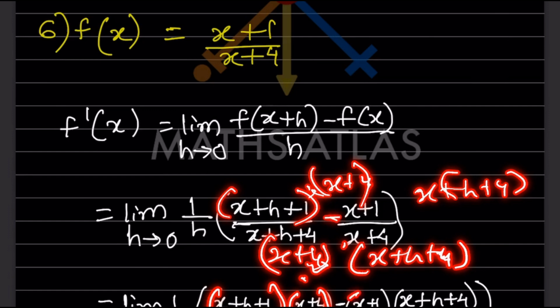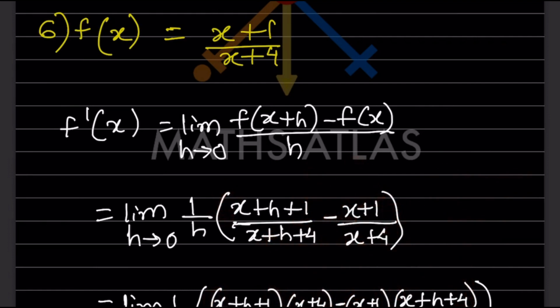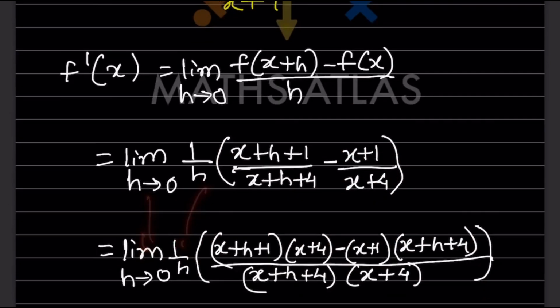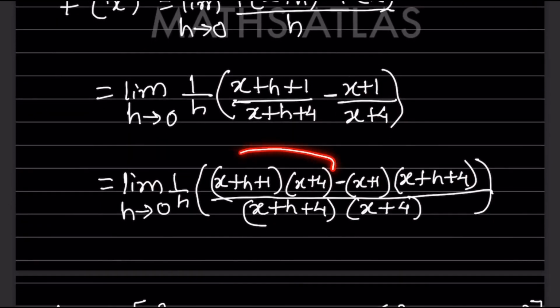And this is minus, so you have to be careful. This is one bracket, and this one is here. And the LCM is this part, so you are going to write it over here. Rest, this is going to be the same. So now what are you going to do? First, you are going to think about this because this is for this part.